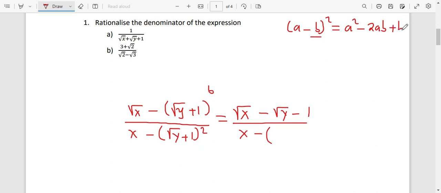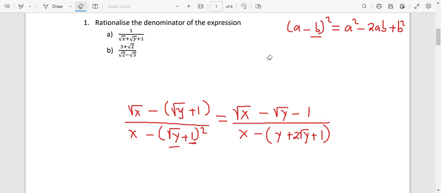Negative b squared will be positive b squared. So this is how you expand something that is in brackets and squared. Same here, get the root y and square it, that will just give you y. Then get the power 2, multiply with root y and multiply by 1, that is going to give you 2 root y. And then get the 1 at the end, square it, plus 1. That is what you are going to have. Hope we are okay. Please, if you are not, feel free to ask.